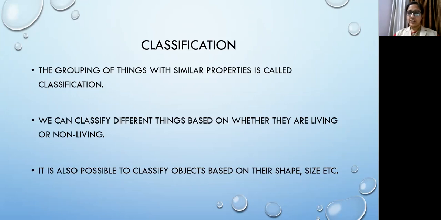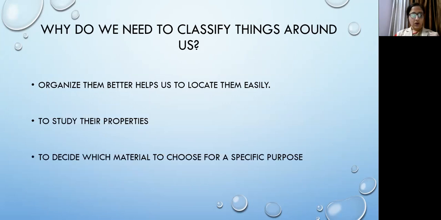तो कैसे करेंगे हम ये classification? How are we going to group these things? Based on the similar properties. Now the question comes, just now we had discussed, why do we need to classify things around us? Okay, so why do we need to classify things around us? Because this classification helps us organize them better, helps us to locate them easily.